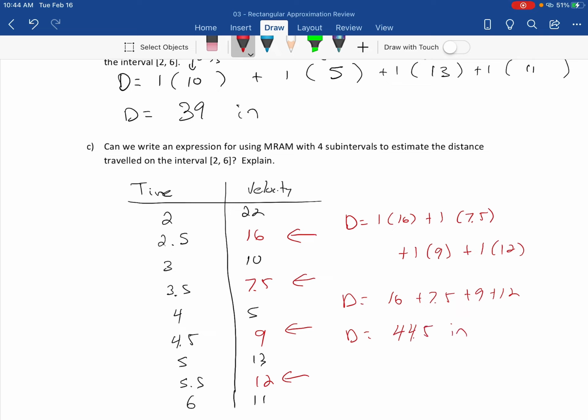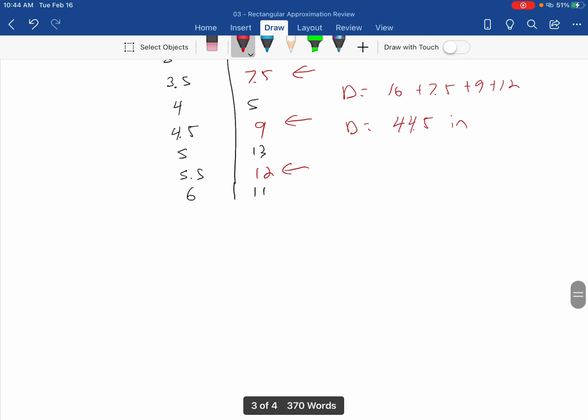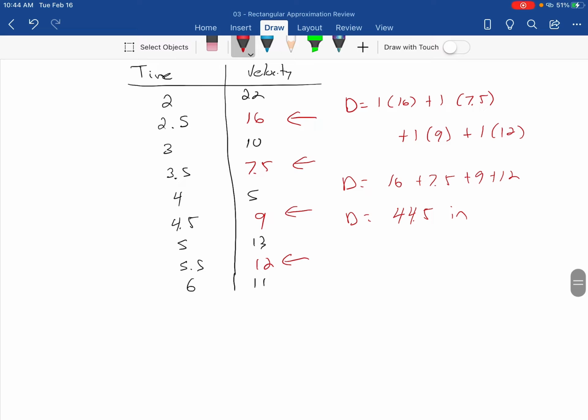And that's probably the best estimate we've got so far from what we have. This is all estimating. And so that was somewhere between the 39 and the 50, and a much better estimate there. So you could do a little bit more estimating here and probably do a little better using MRAM.